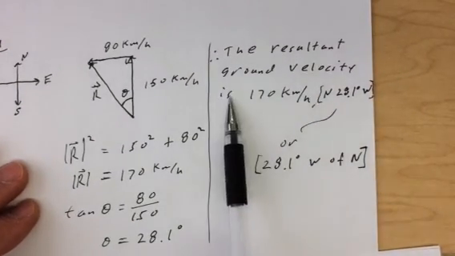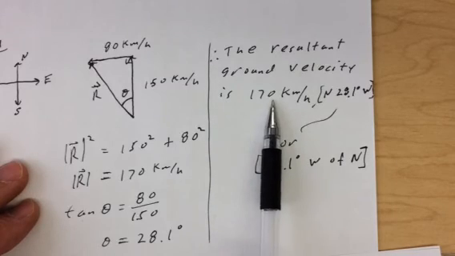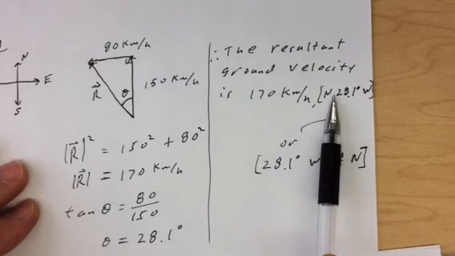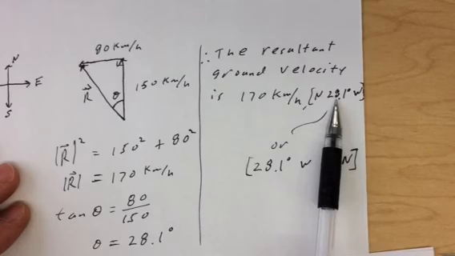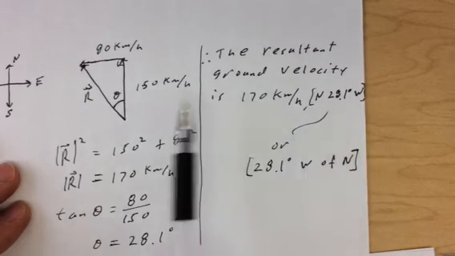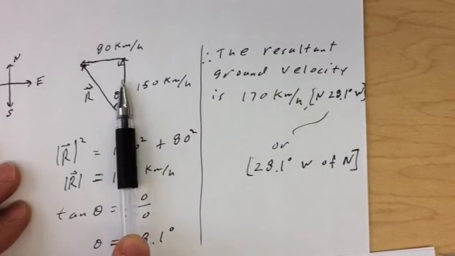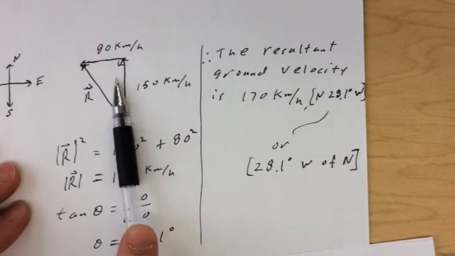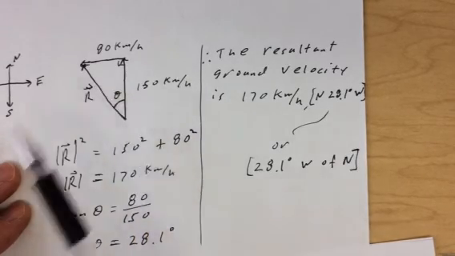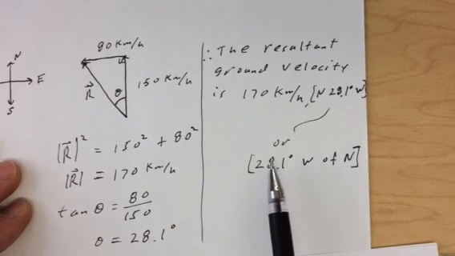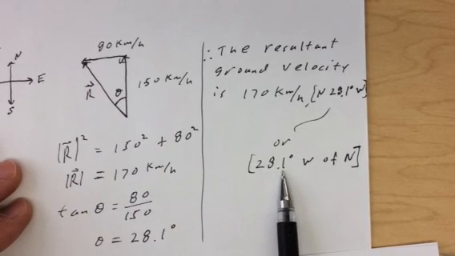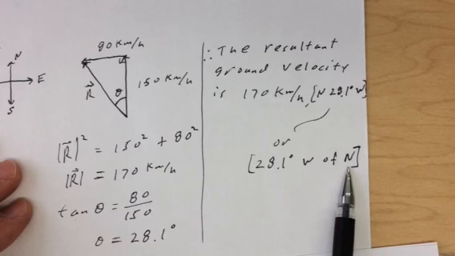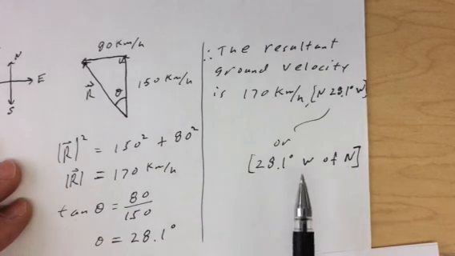Therefore, the resultant ground velocity is 170 kilometers per hour north, 28.1 degrees west. So from the north position, it's 21.8 degrees, or 28.1 degrees, sorry, from north heading towards the west. The other way of writing that is 28.1 degrees west of north. Okay? They mean the same thing.